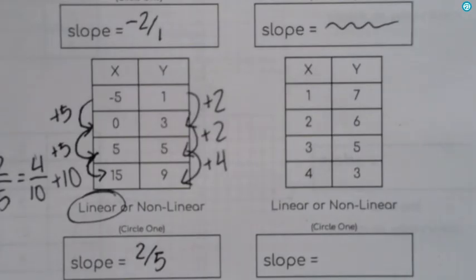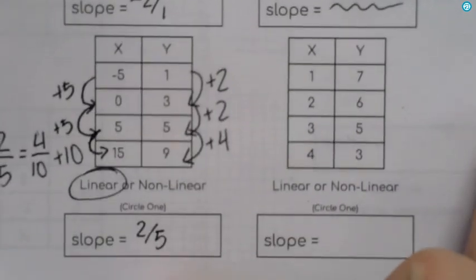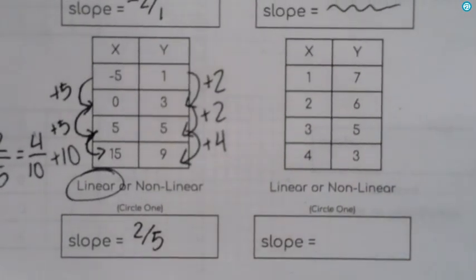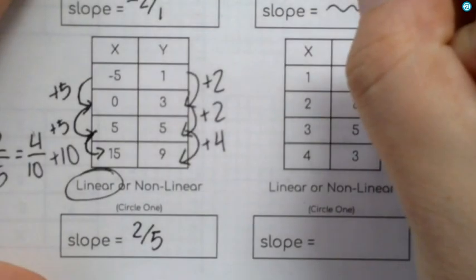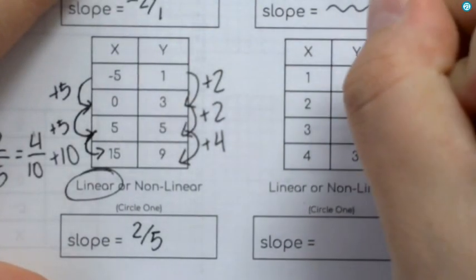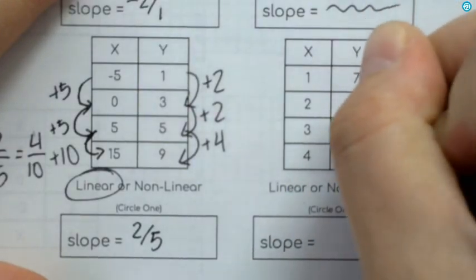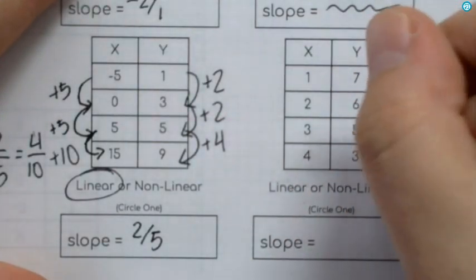All right. Last one here. We've got 7, 6, 5, 3. So 7, 6, 5, I know is going down 1. And then 5 to 3 is going down 2.